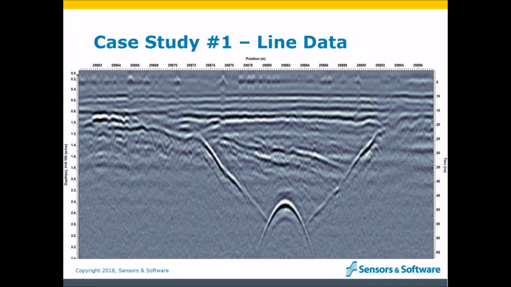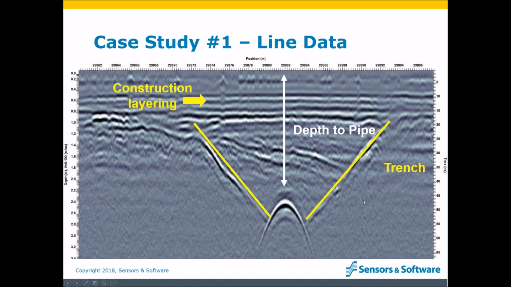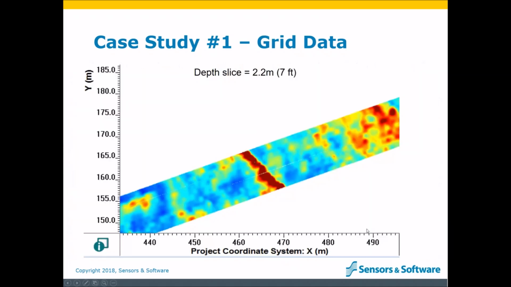Now the image below shows a small section of the data that was collected, but it's a really great example of seeing a utility in a trench. We can even see some construction layering at the top. After several lines of data were collected, depth slices were generated to visualize the results. This one, at 7 feet deep, shows the utility in red crossing the roadway. So this was pretty much in the width of a road, a few lanes that were scanned.